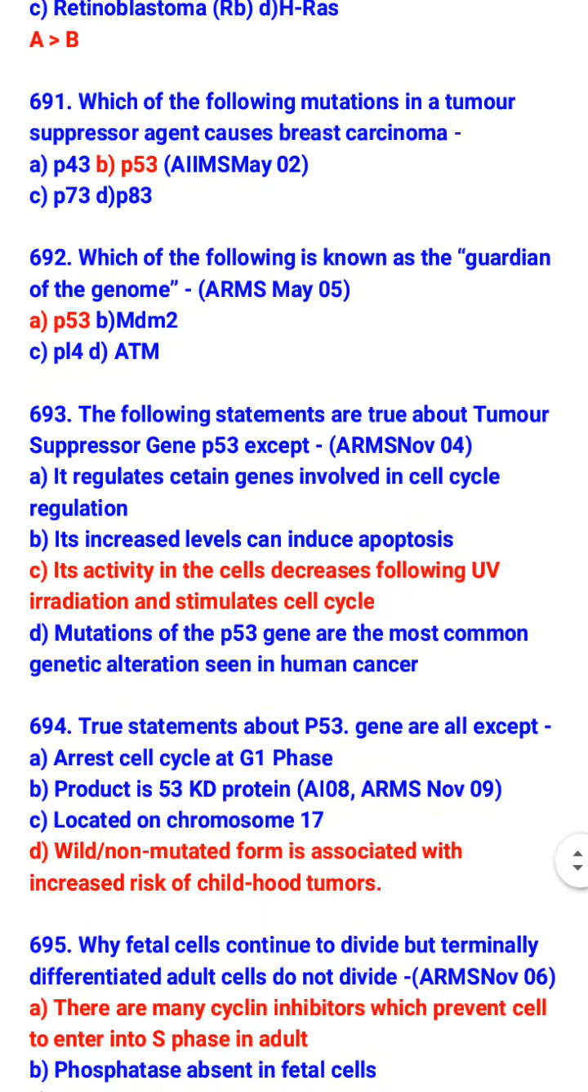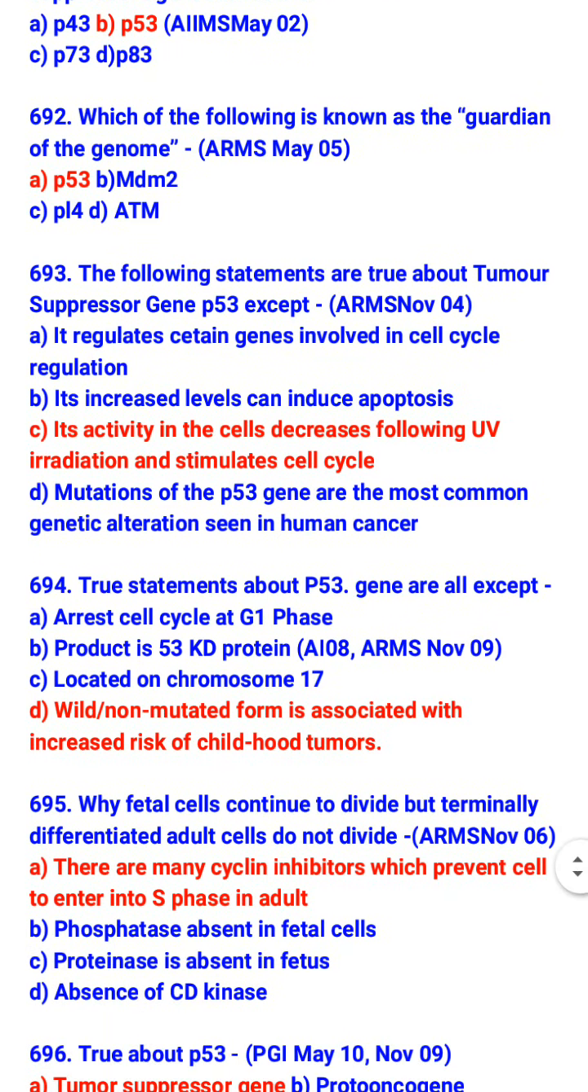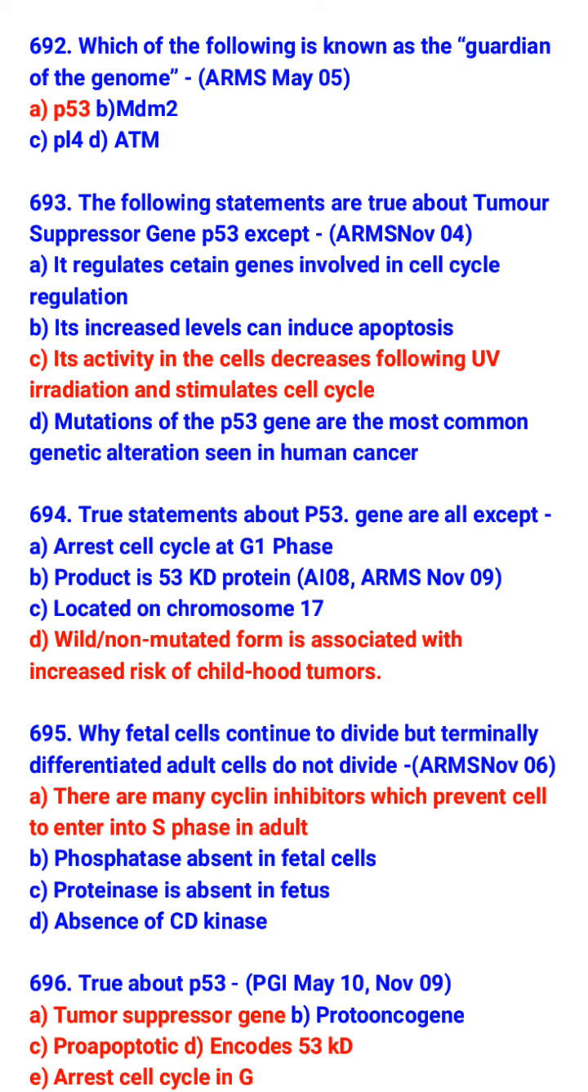P53. The following statements are true about tumor suppressor gene P53 except its activity in the cell decreases following UV irradiation and stimulates cell cycle is false. What is true is it regulates certain genes involved in cell cycle regulation. Its increased levels can induce apoptosis, and mutations of the P53 gene are the most common genetic alteration seen in human cancer. True statements about P53 gene are all except wild non-mutated form is associated with increased risk of childhood tumor is false. What is true is it arrests cell cycle at G1 phase and product is 53 kD protein and it is located on chromosome 17.